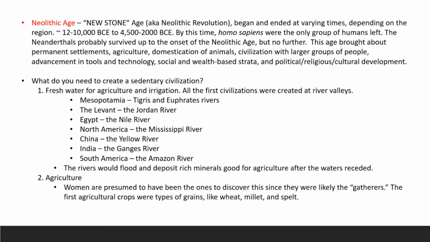Why? Because these rivers would flood and deposit rich silt and minerals good for agriculture after the waters receded. It was also usually a flat plain. It was good for building permanent houses, permanent settlements. It was good for letting other grasses and crops grow, not just for humans, but for the animals that they were domesticating. Now let's look at the agriculture. Now, women are presumed to have been the ones to discover this because they were likely the gatherers. They were the ones picking, and maybe the first agricultural crops were types of grains like wheat and millet and spelt.